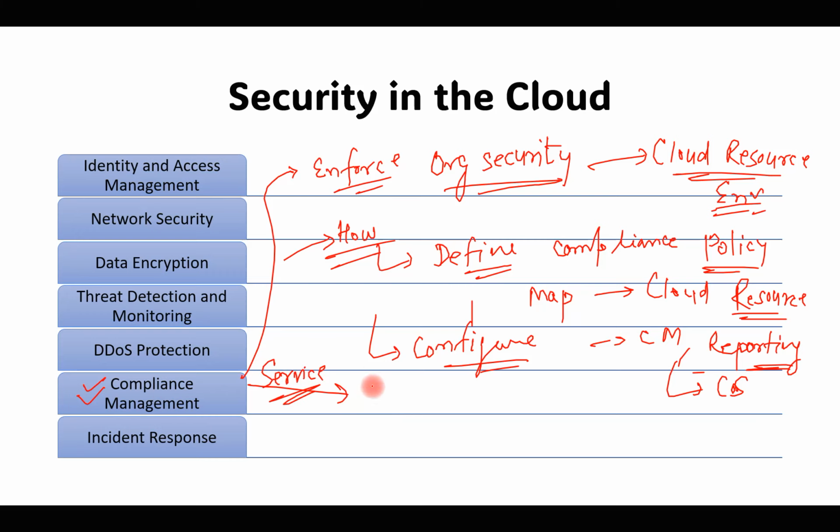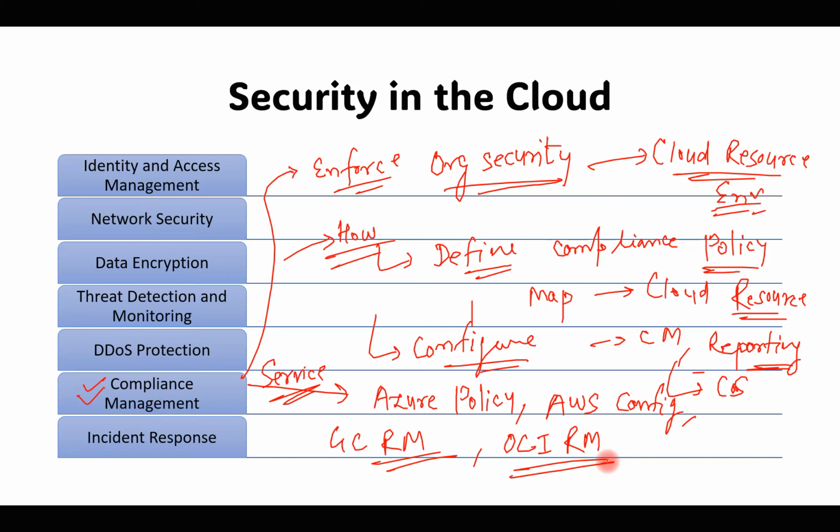So in Azure, we have a service called Azure Policy. In AWS, we have the AWS Config service. In Google Cloud, we have the Google Cloud Resource Manager service. In OCI, we have the Oracle Cloud Infrastructure Resource Management service. So these are the services from different cloud providers which help us to enforce organization security policy to the cloud environment. How can we use it?